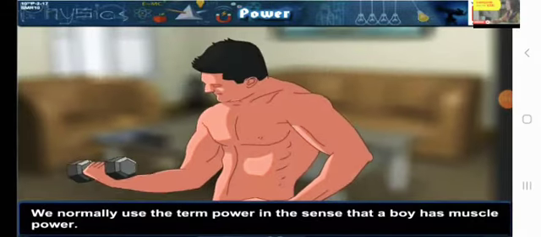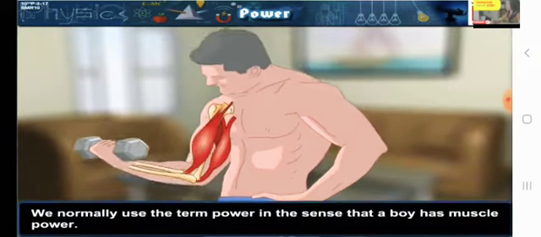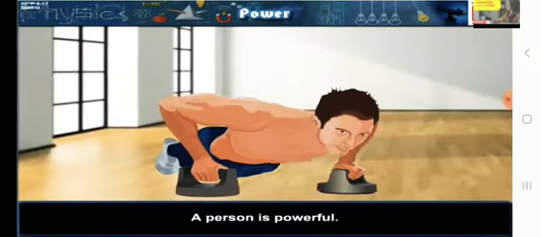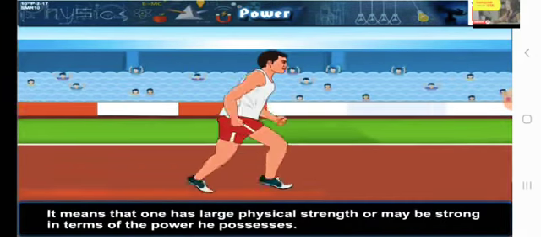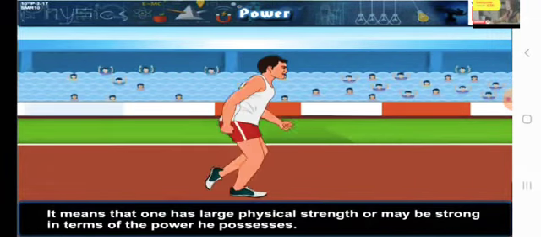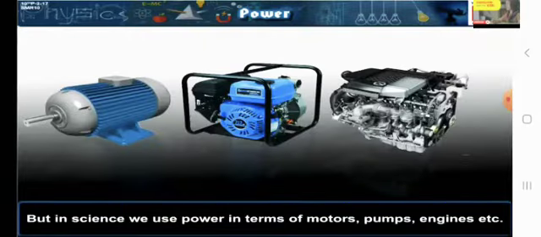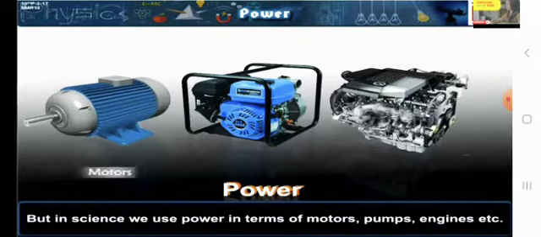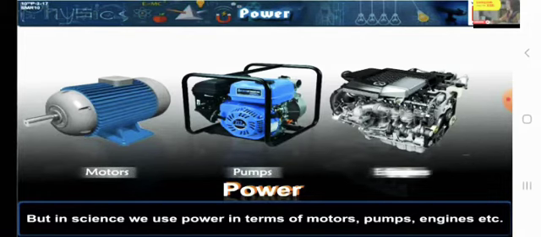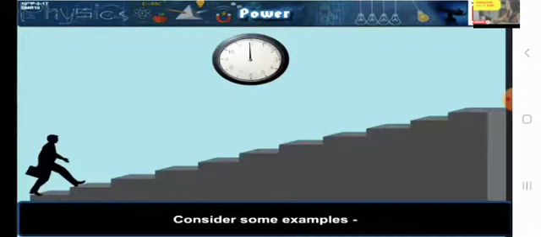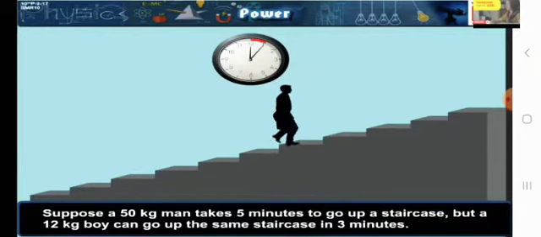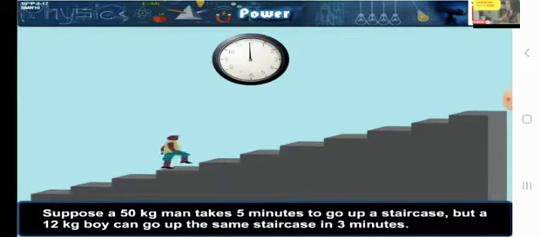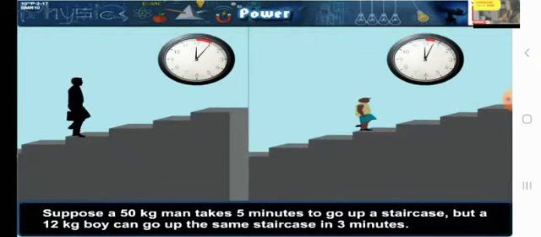Power. We normally use the term power in the sense that a boy has muscle power. A person is powerful. It means that one has large physical strength or may be strong in terms of the power he possesses. But in science, we use power in terms of motors, pumps, engines, etc. Consider some examples. Suppose a 50 kg man takes 5 minutes to go up a staircase, but a 12 kg boy can go up the same staircase in 3 minutes. Then who is powerful and why?